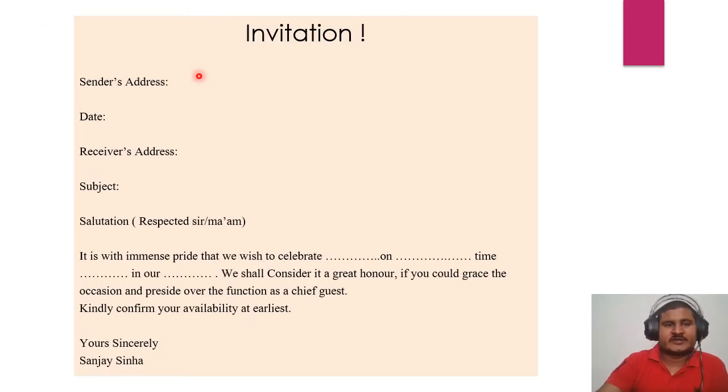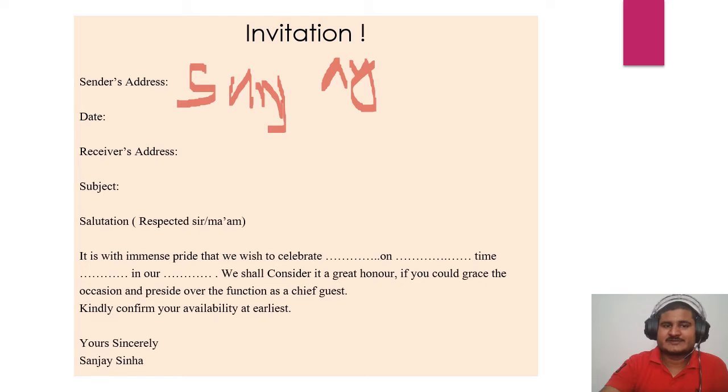So here is the letter type, formal invitation. First here you can see that I have written the sender's address. I am sending the invitation, so I will write here my name. My name is Sanjay Sinha, so I will write my name here, sorry for the writing, with my complete address. Then I will give the date.